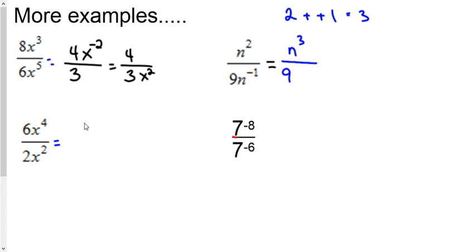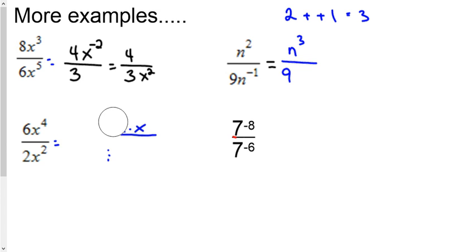Positive exponents, nothing to change there. So 6 times x times x times x times x over 2 times x. Simplify or divide your coefficients. This would be 3. Divides to 1, divides to 1. x to the second power. 3x to the second power. 3 times x to the second power is the answer there.